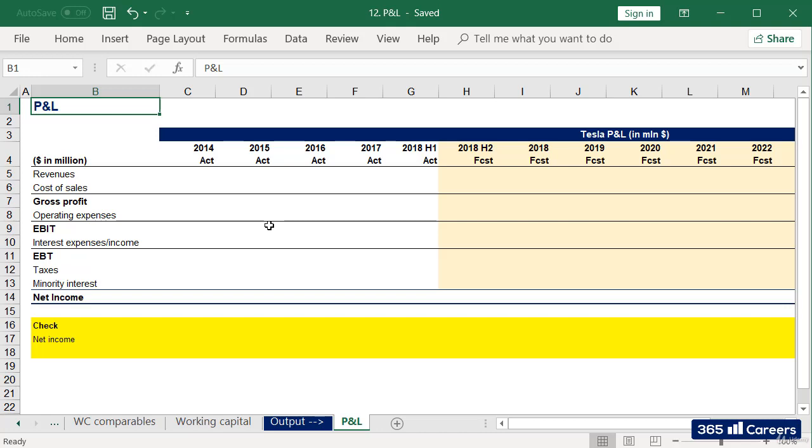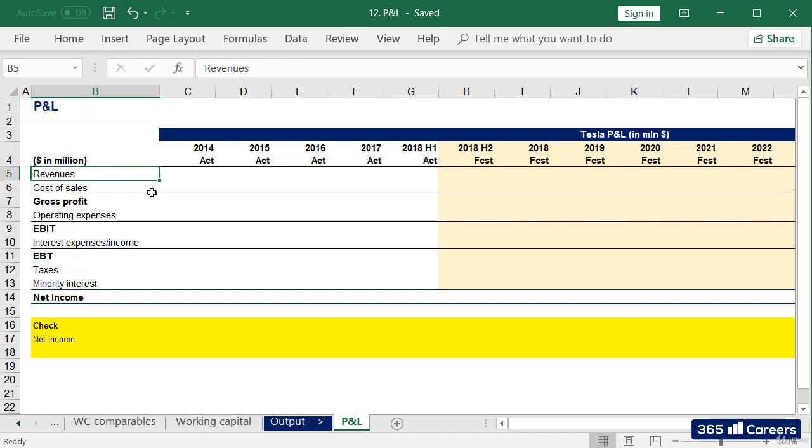This sheet will simply display the P&L figures calculated earlier. A further benefit of having separate output sheets is that they facilitate printing and are useful when preparing a presentation. So, this is the format of our P&L.